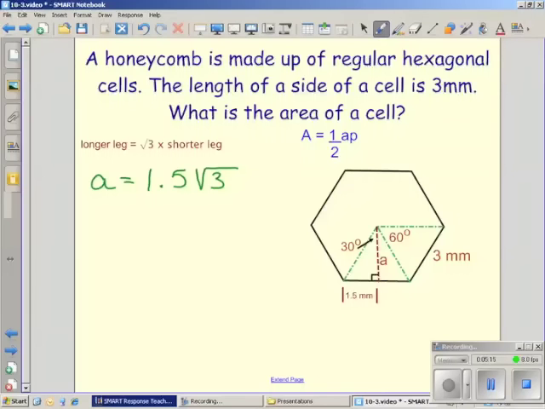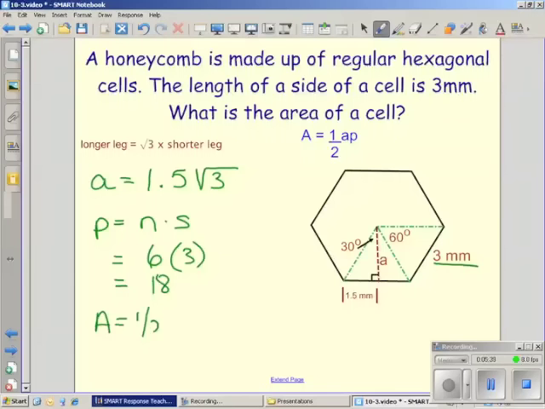Step 2, we need to find the perimeter. Again, we know that perimeter is equal to the number of sides times one length of a side. So here we have 6 sides, and one of the sides we know is given is 3. So our perimeter is equal to 18. So now let's find the area.